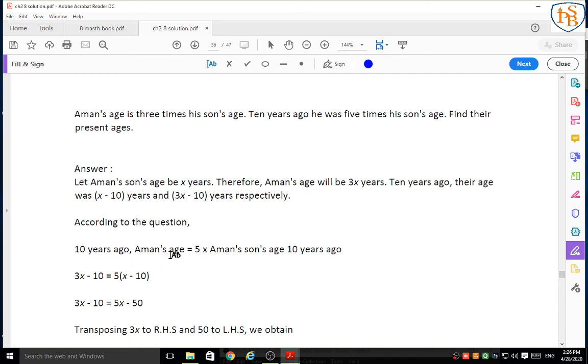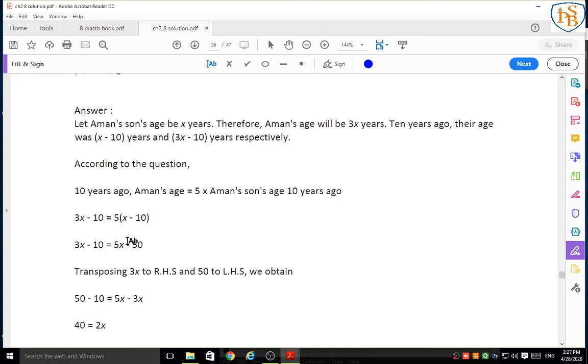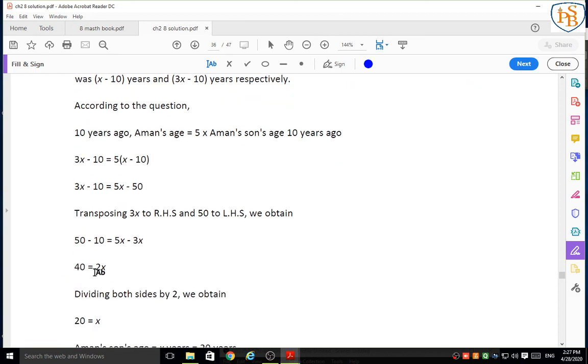So 10 years ago Aman's age is equal to 5 into Aman's son's age 10 years ago. 10 years ago Aman's age is 3x minus 10, and Aman's son's age 10 years ago is x minus 10. So 3x minus 10 is equal to, by using the distributive property, 5 into x, 5x, and minus 5 into 10, which is 50. So transposing 3x to the right hand side and 50 to the left hand side, we obtain 50 minus 10 is equal to 5x minus 3x. So we get 40 is equal to 2x. Dividing both sides by 2, we get the value of x, that is 20.